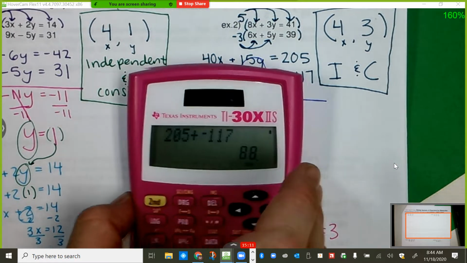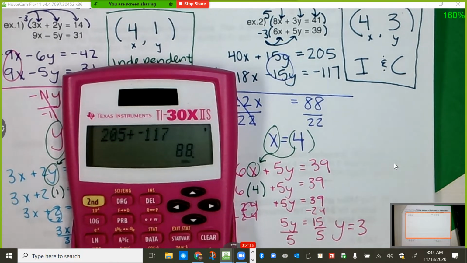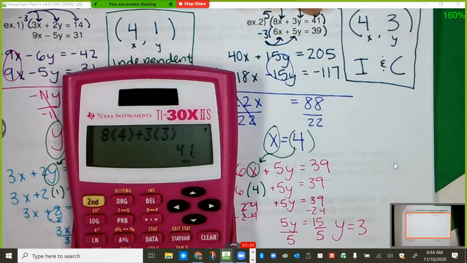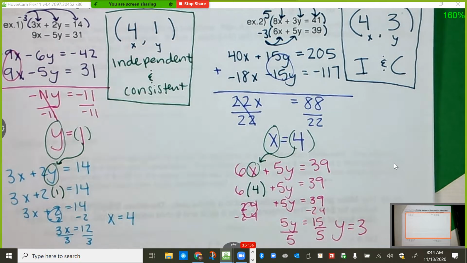So again, we can check our work. I'll move it over here so those of you still writing can write. We have our first equation is 8 times 4, which is x, plus 3 times y, which is 3. And this should equal what? Did it work? Okay, and then 6 times 4 plus 5 times 3 should equal 39. Did it work? Yes, so we got the right answer. Any questions so far?